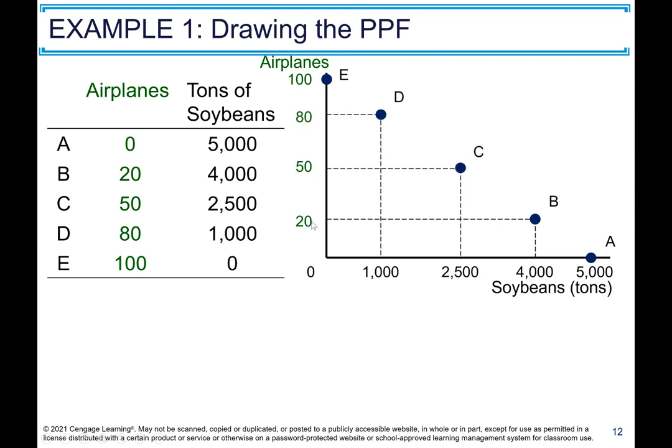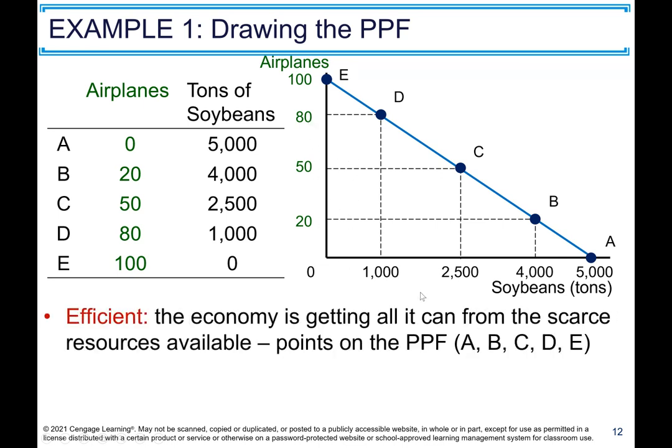20 airplanes means 4,000 soybeans can be produced. 50 planes means 2,500 soybeans can be produced. And 80 planes means 1,000. And you can see when you join the points, you form a straight line, and that is called the production possibilities frontier. This is a device that really illustrates and clarifies the trade-offs that we face. You produce more airplanes means fewer soybeans, or you produce more soybeans means fewer airplanes.